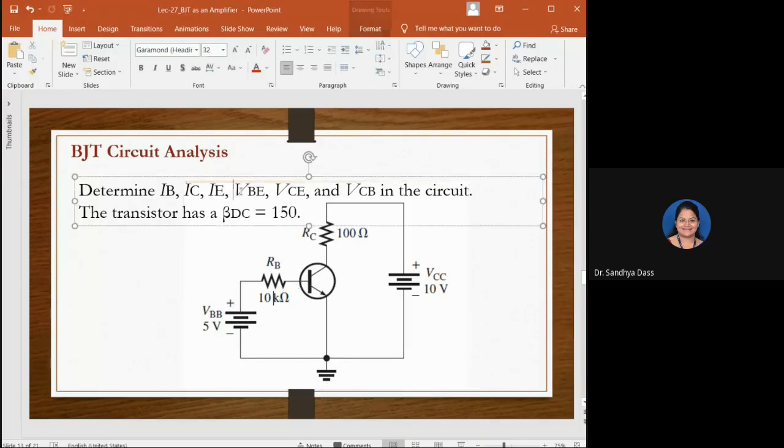Can anyone tell me what is VBE? The voltage across base and emitter. 5 volts? How is it? What is this voltage across base and emitter? Recall the biasing there. The voltage across this VBE. No, it is not the input. Please pay attention here. Recall the working, the explanation.